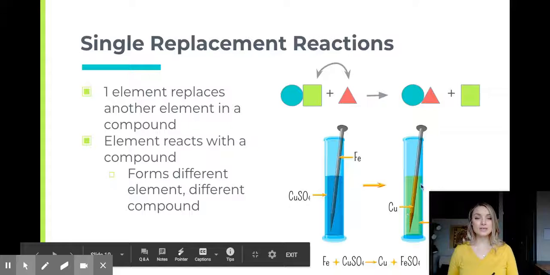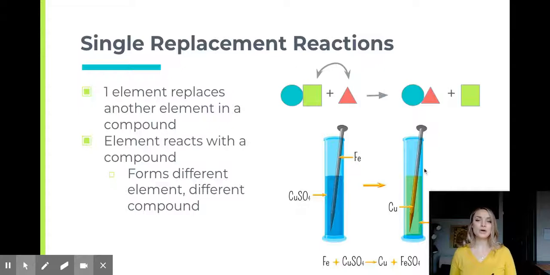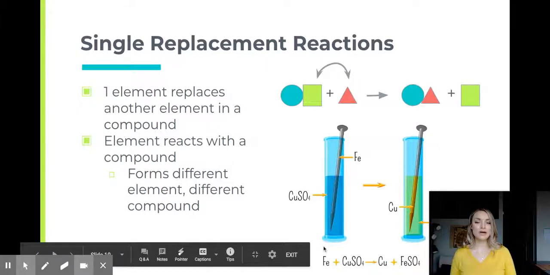So this nail is going to have a color change. It's going to be copper colored because that's the copper replacing those iron atoms. And then the solution is going to change color as well. It's going to go from blue when the copper is dissolved in it to kind of a yellowy green color when it switches with the iron. So our reaction would look like iron, Fe, plus copper sulfate yields copper plus iron sulfate.